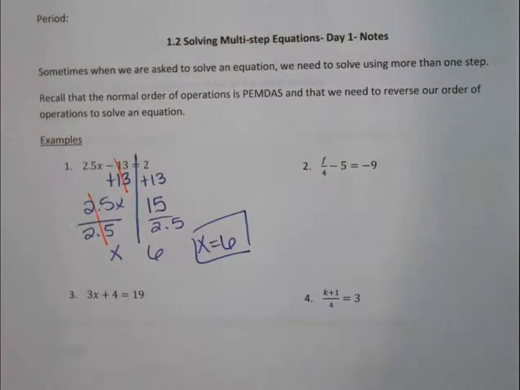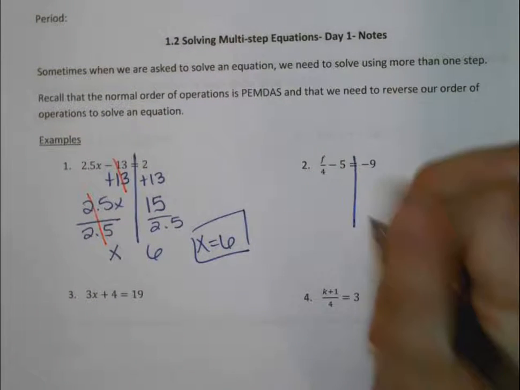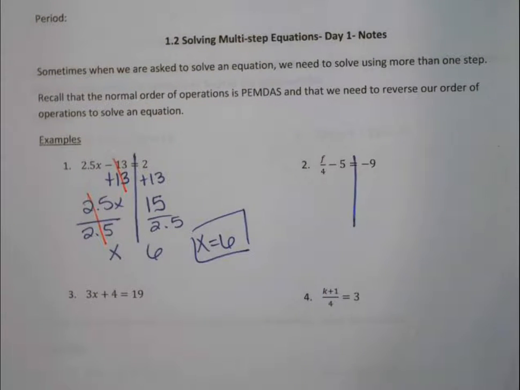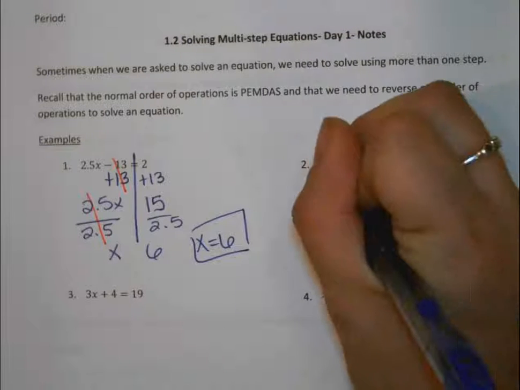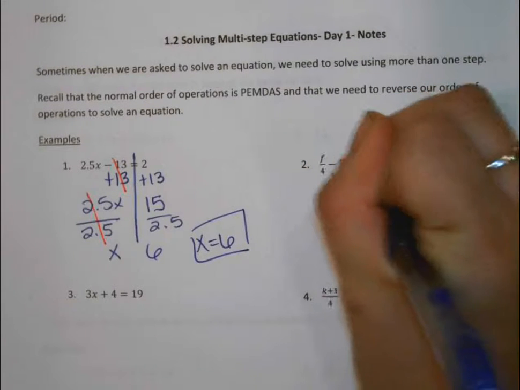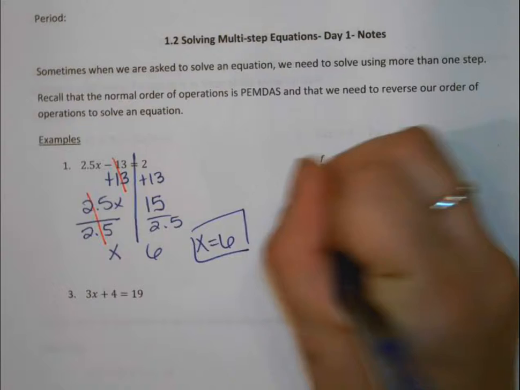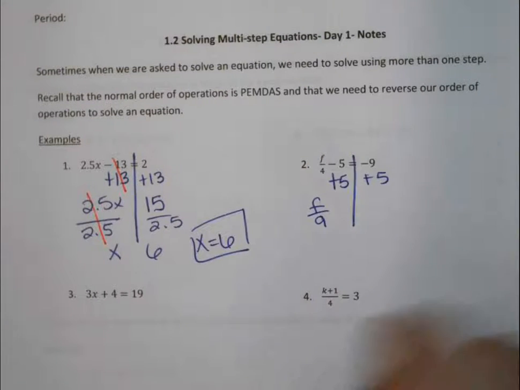I'm going to do the same thing for number 2. I'm going to start off by drawing my line down the middle. I have divide and subtract, so I'm going to start by doing the opposite of subtracting, which is adding.